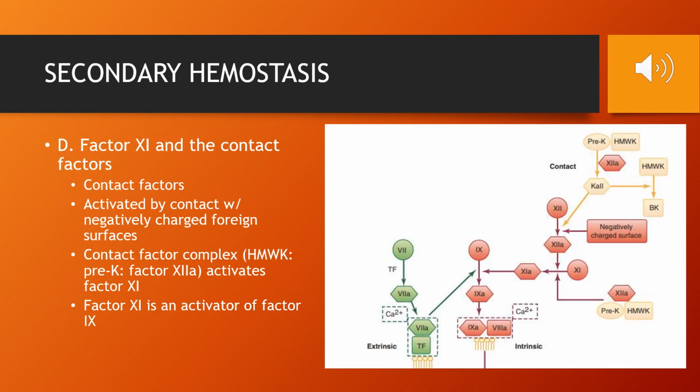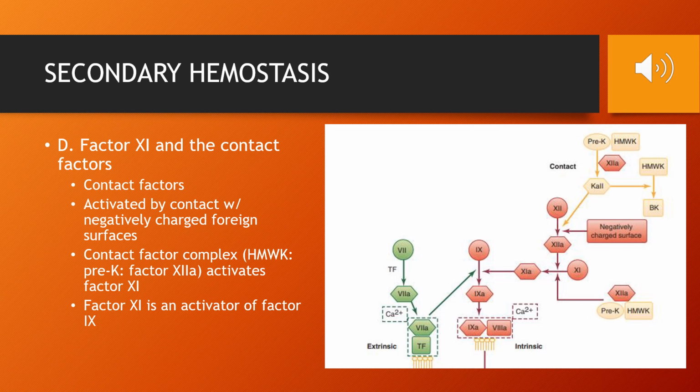So next are the contact factors that are also called intrinsic accessory pathway proteins. And these are namely factor 12, the high molecular weight kininogen, and prekallikrein. So they are named as such because they are activated by contact with negatively charged foreign surfaces. So in the diagram, you can see that factor 12A transforms pre-K, which is a glycoprotein that circulates bound to high molecular weight kininogen, into its active form kallikrein, which then cleaves high molecular weight kininogen to form bradykinin.